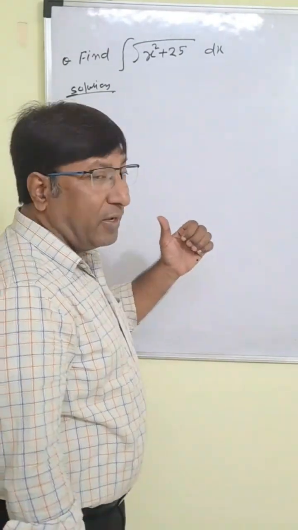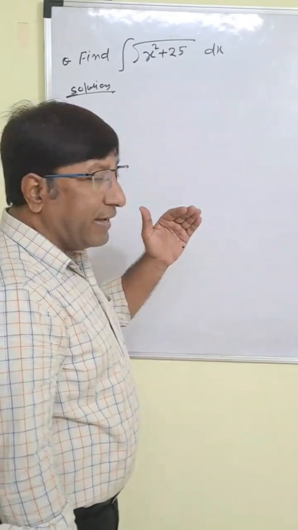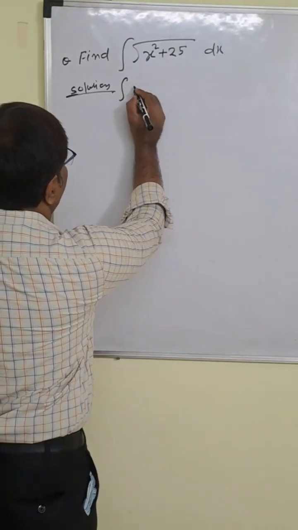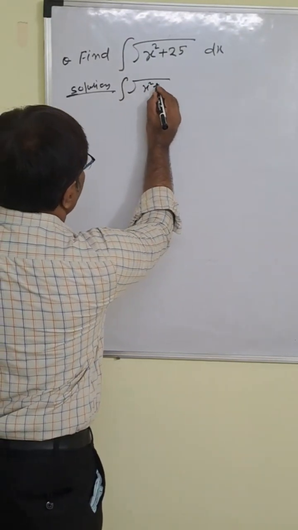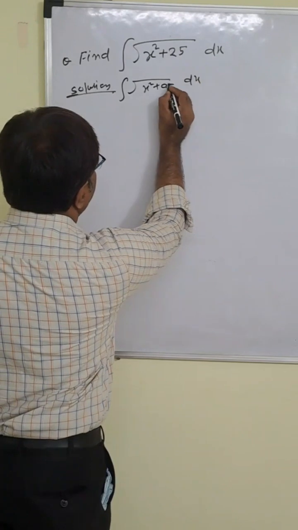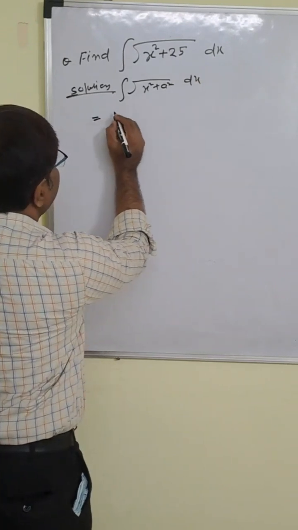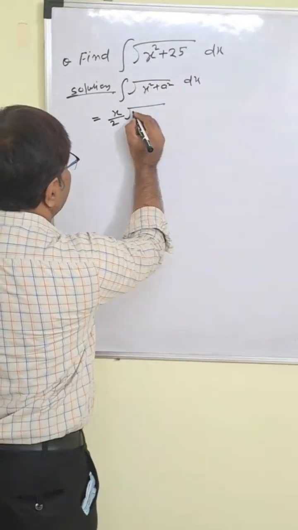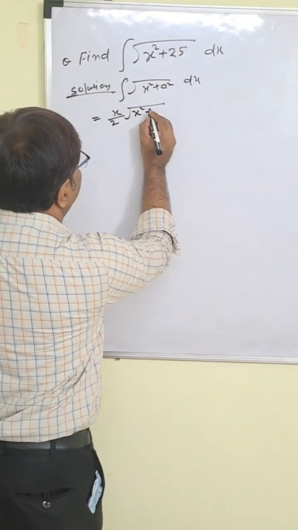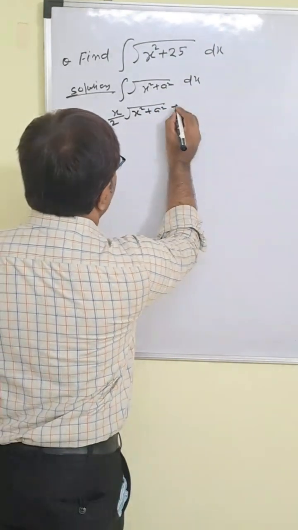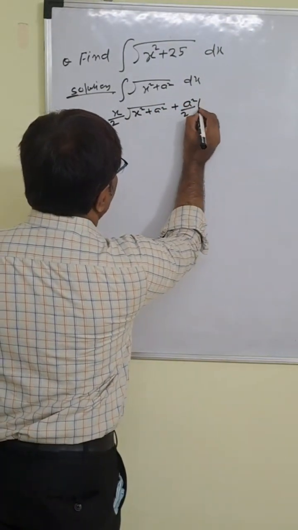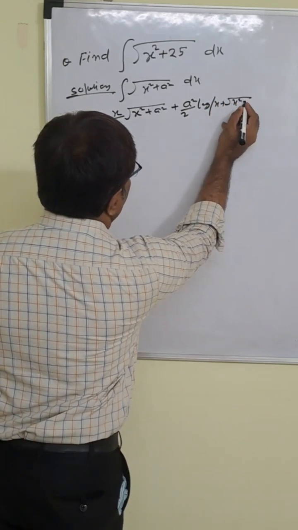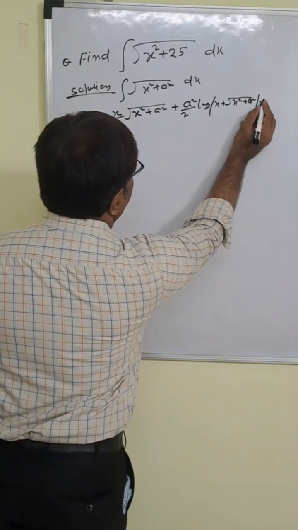Just use the formula: integration of root under x square plus a square dx equals what? That is x by 2 root under x square plus a square. So here x square plus a square, and here plus a square by 2 and then log x plus root under x square plus a square plus c.